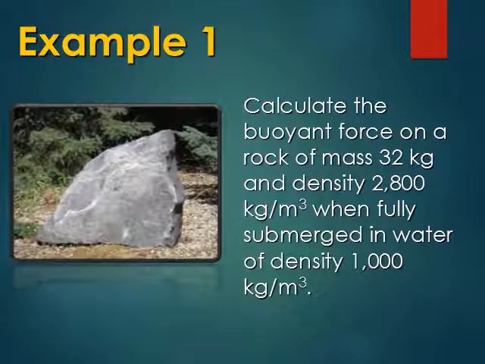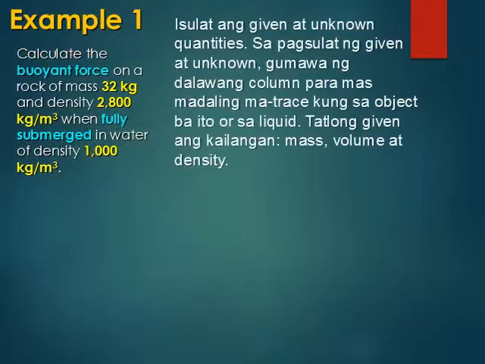Now, let's try to apply that in an example. Calculate the buoyant force on a rock of mass 32 kilograms and density of 2,800 kilograms per cubic meter when fully submerged in water of density 1,000 kilograms per cubic meter. Okay, so again, susulat muna natin yung mga given. So, sa pagsulat ng given at unknown, mas maganda nagmumuha tayo ng dalawang column para mas madali nating matrace kung sa object ba or sa liquid yun. Kasi kung minsan, ang problem dito is nalilito na kung ano yung value ng gagamitin, kung yung ba yung sa object, yung ba yung sa liquid. So, tatlong given lang naman yung kailangan nating ilagay dun sa table. So, yun yung mass, yung volume, at yung density.